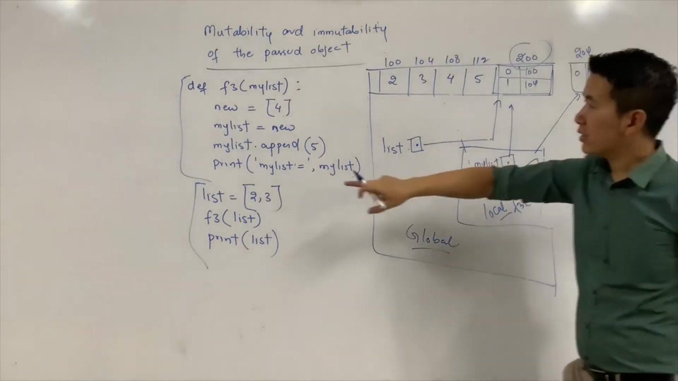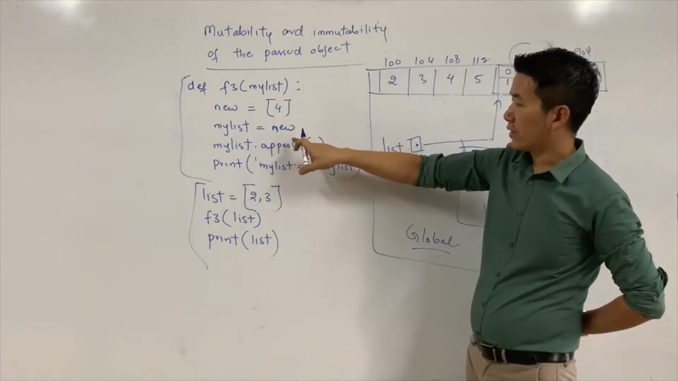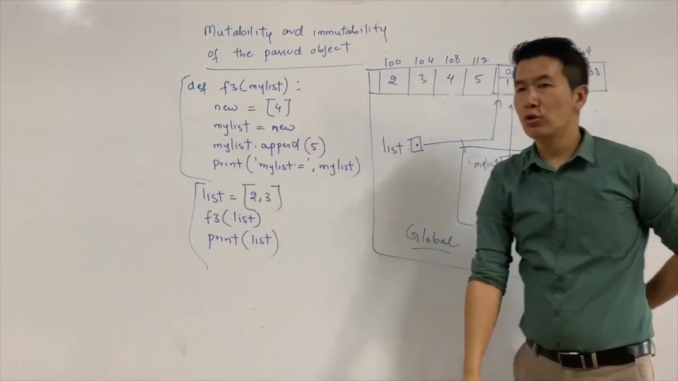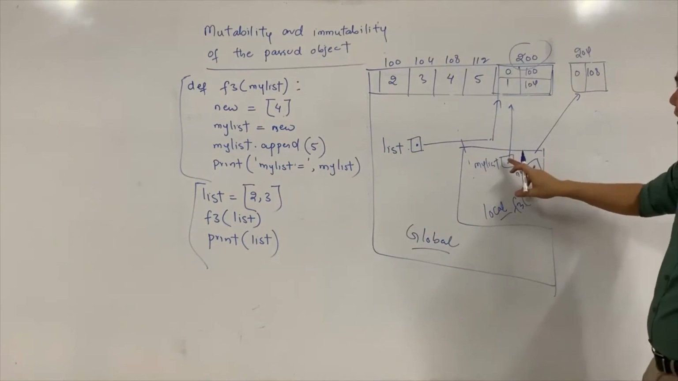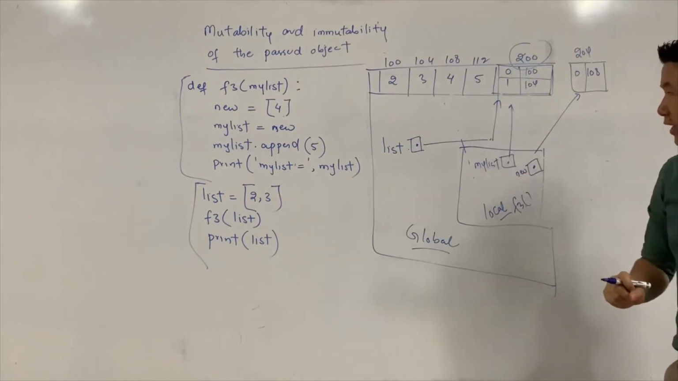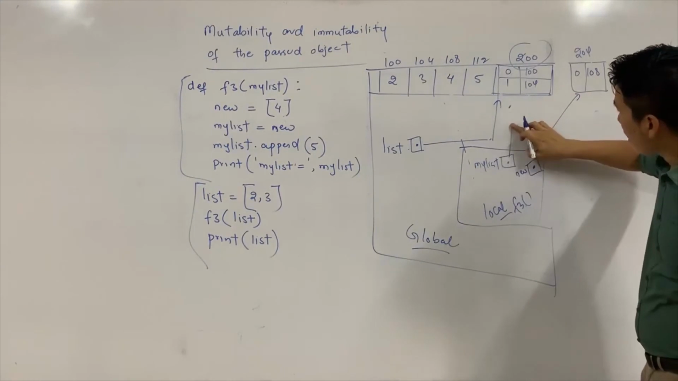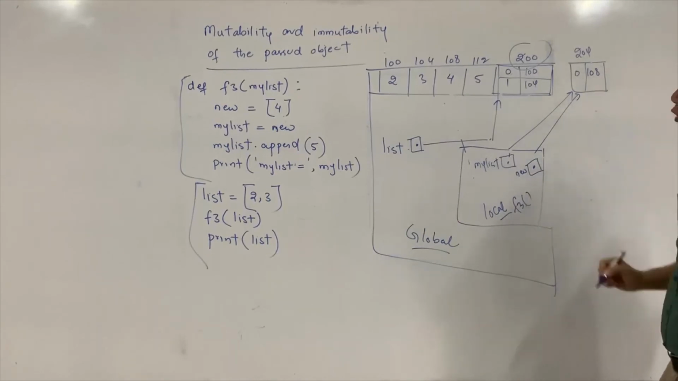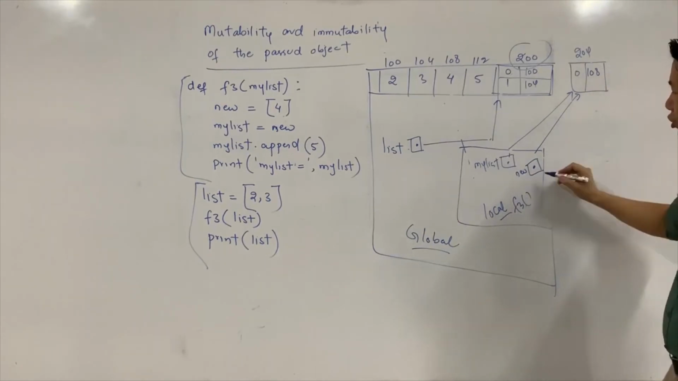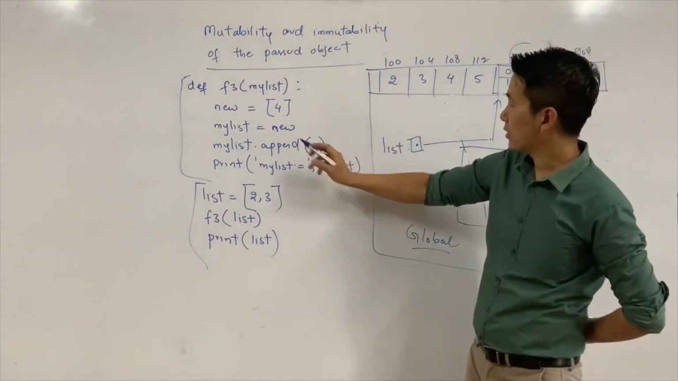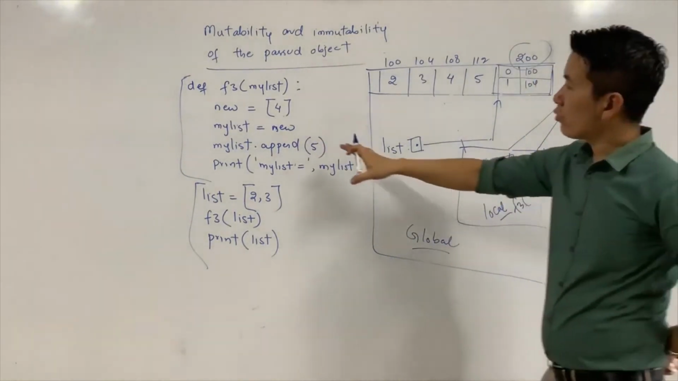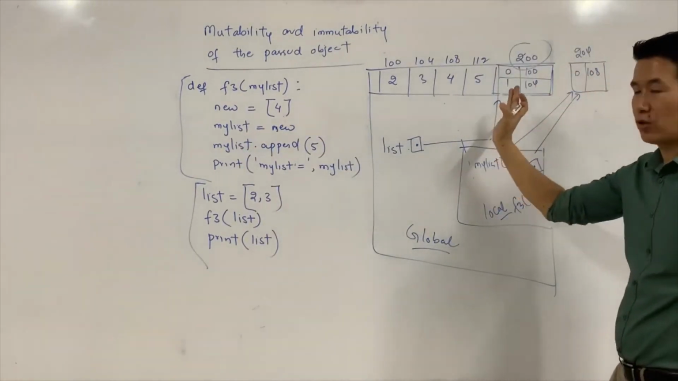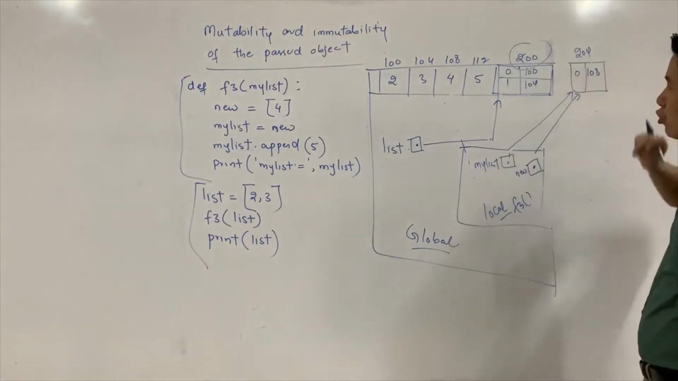Let's see. Now look at this. New reference. The reference of new, this is how you should say it. The reference of new is being passed on to my list, right? Initially, my list has a reference to 200, right? So my list is now redirected to 204. The address to which the new list is referring to. Look at this. New reference is being assigned to my list. So the my list will be made to refer to 204.